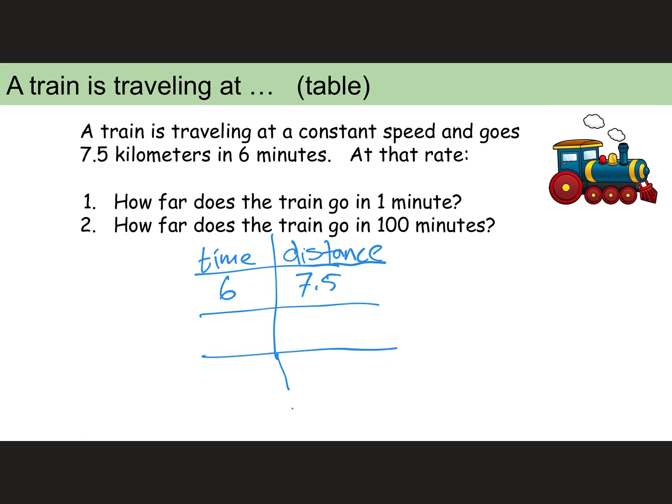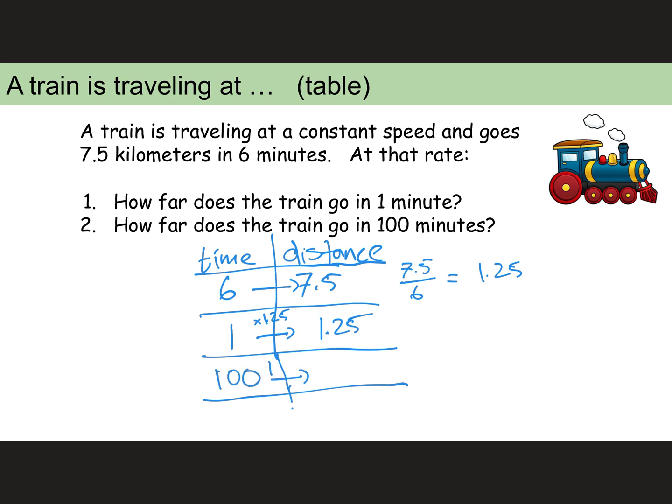All right, so there's a lot of different ways to solve this. We've been doing this all year. One, I could find my constant of proportionality, and I would find that by doing 7.5 divided by 6, which we know now is 1.25. So my constant of proportionality is 1.25. So to find how far it goes in 1 minute, I just multiply by 1.25, and I would get 1.25. And then to find out how far it goes in 100 minutes, I know my constant of proportionality, 1.25, multiply across, it would be 125 kilometers.